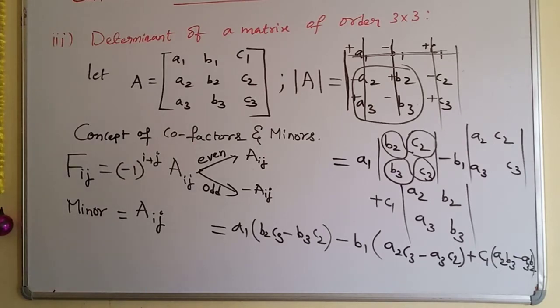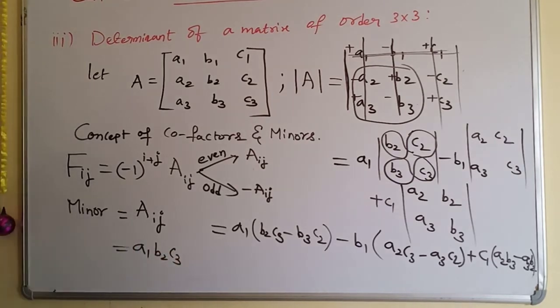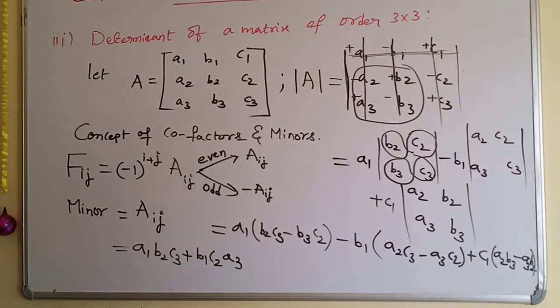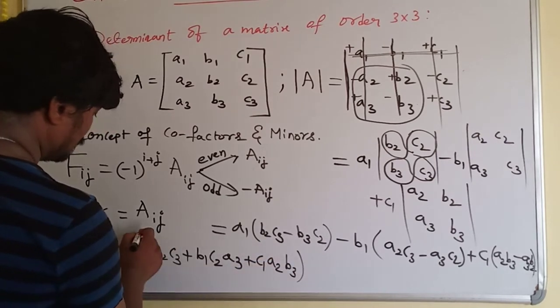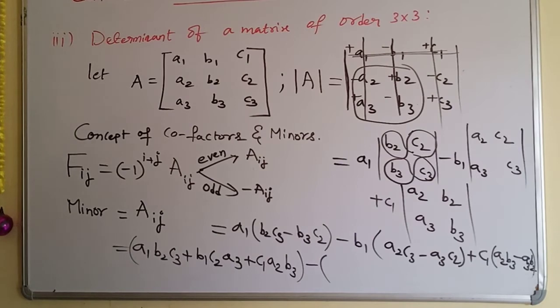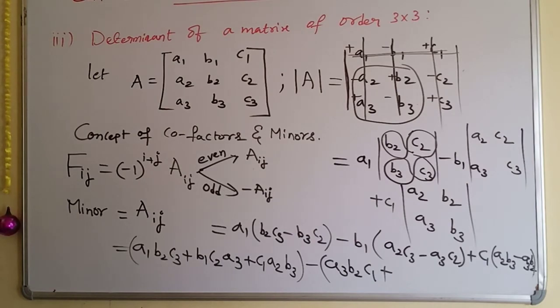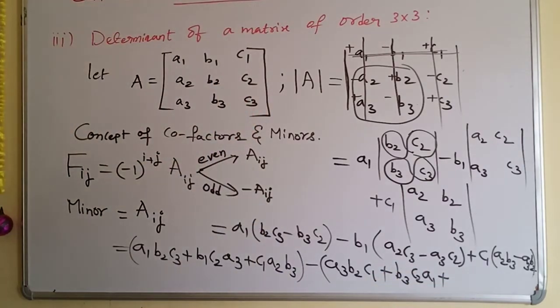If you want, I'll write the simplified answer for you. It is A1, B2, C3 plus B1, C2, A3 plus C1, A2, B3, minus, then again you will write A3, B2, C1 plus B3, C2, A1 plus, you will get C3, A2, B1.